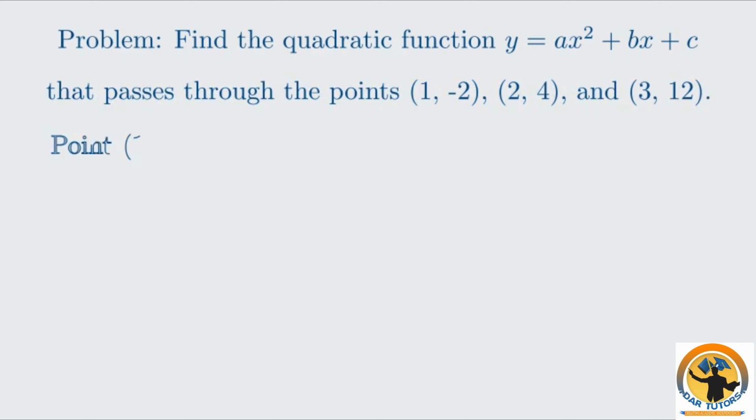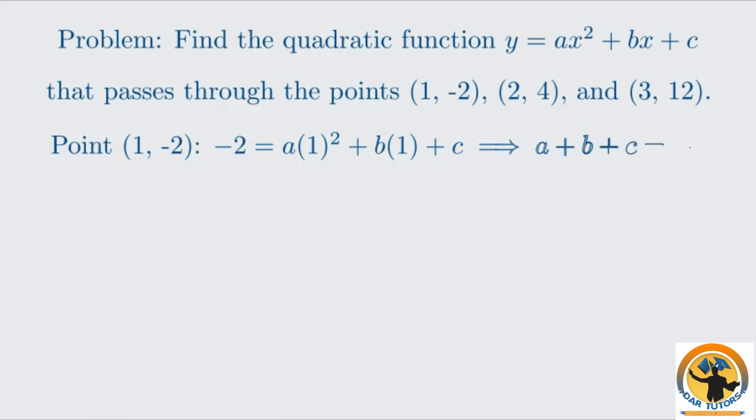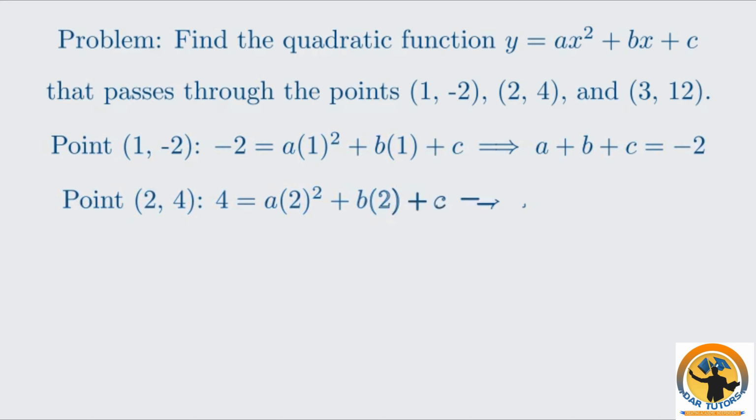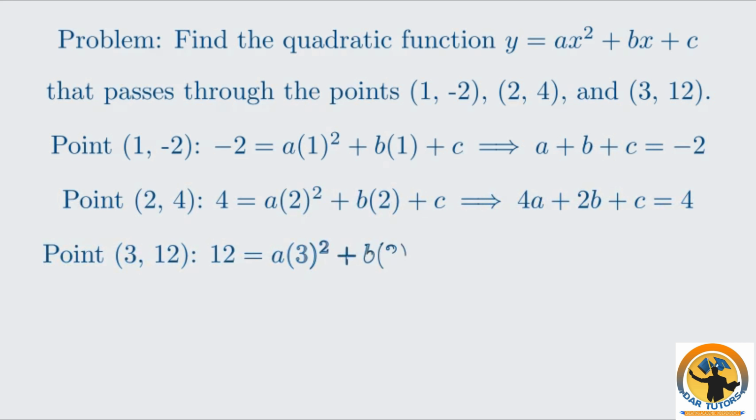For the point (1, -2), we substitute x equals 1 and y equals negative 2 into the equation, giving us a plus b plus c equals negative 2. For the point (2, 4), we substitute x equals 2 and y equals 4, giving us 4a plus 2b plus c equals 4. For the point (3, 12), we substitute x equals 3 and y equals 12, giving us 9a plus 3b plus c equals 12. We now have a 3 by 3 system of linear equations.